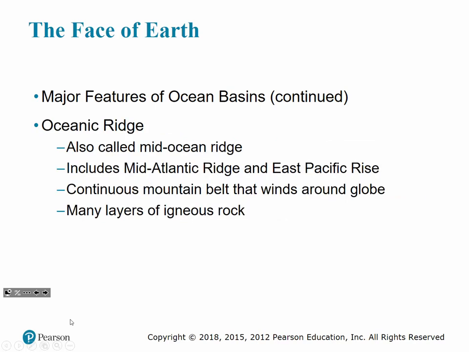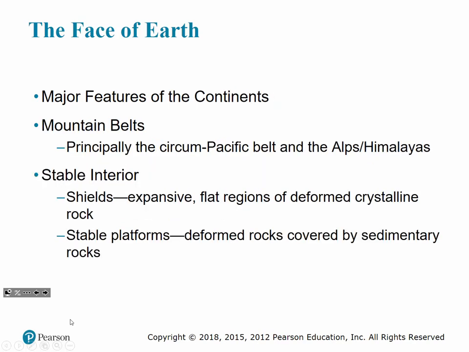Oceanic ridge, okay, that's a major feature of the ocean basin. It winds throughout all of our oceans. It includes the Mid-Atlantic Ridge, East Pacific Rise, and it's basically a mountain belt. Okay, it's a mountain belt that's been built up from magma coming up through cracks and cooling down and hardening. So it's a major feature of our oceans.